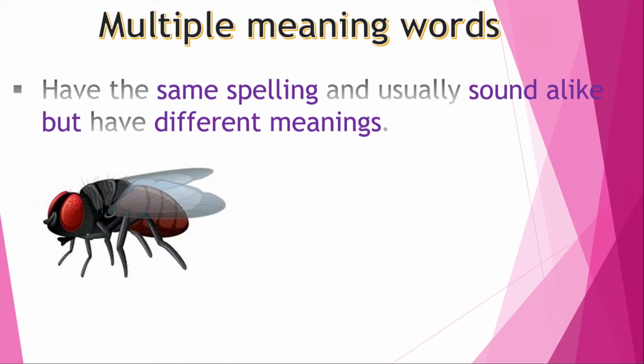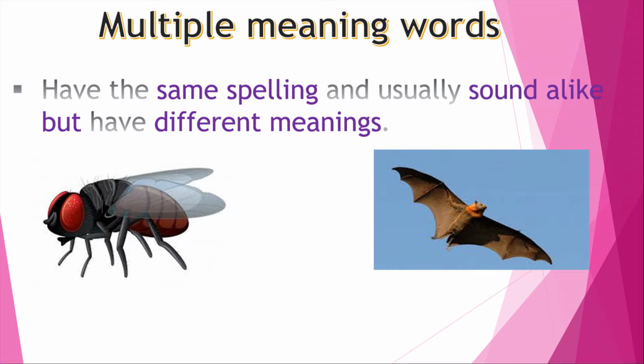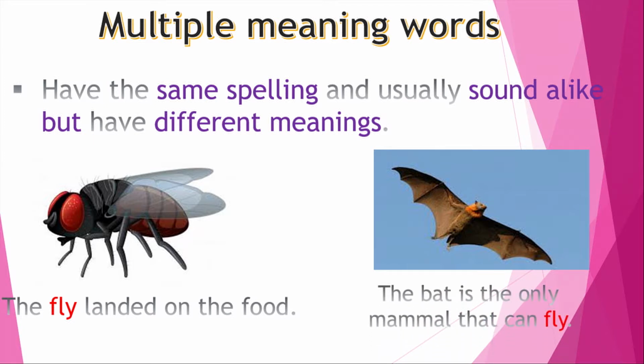So we have a little picture of a fly up here and we have one going there. The word can actually come with those two: the fly landed on the food. FLY, same fly, and you would know that they are talking about this particular insect here. On the other hand, the bat is the only mammal that can fly. Same spelling, same FLY, but the meaning there is different. What they are talking about there is moving through the air, in this case with wings. So, same spelling, different meaning, multiple meaning word.